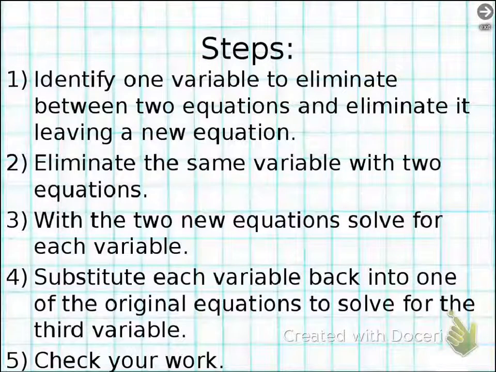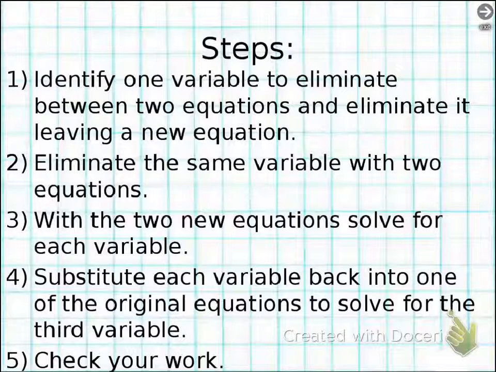Okay, here are your steps. The big picture is we're going to identify one variable to eliminate between 2 equations. And we're going to leave a new equation. Then we're going to eliminate the same variable with the other 2 equations. And then with the 2 new equations, we're going to solve for each variable. And then we're going to substitute each variable back into the original equation. And then check your work is the last step in this process. We're not going to do step 5 today too much. We're just going to try to get through finding x, y, and z.